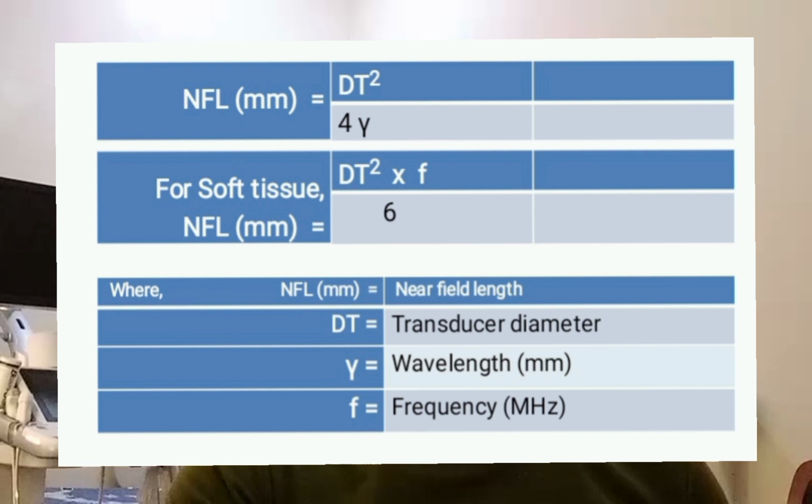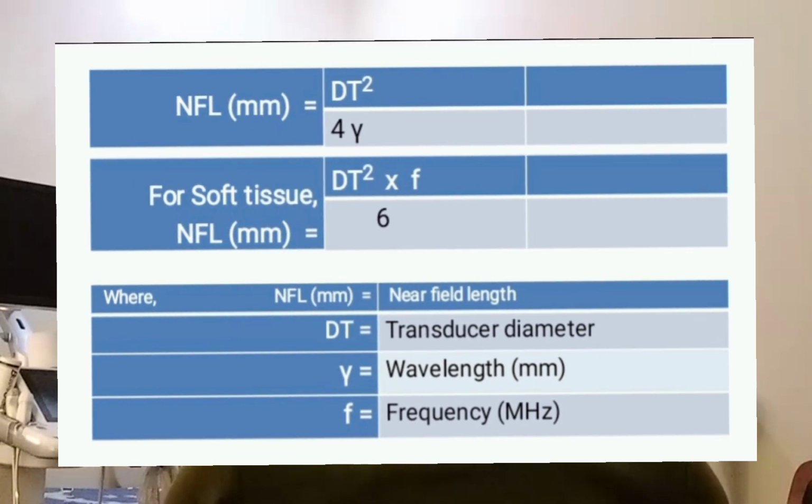So this equation represents the near field length. It can be seen from that equation that near field length is directly proportional to the frequency of the transducer, and is directly proportional to the diameter squared of the transducer. If the transducer frequency or diameter is increased, the near field length will be increased. If just one of these parameters changes, the near field length will be changed.